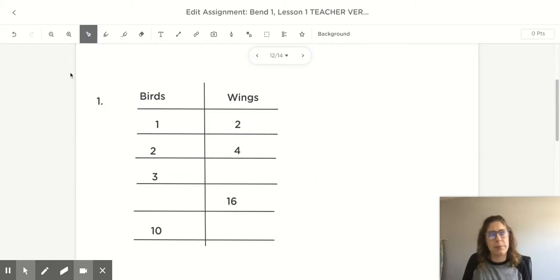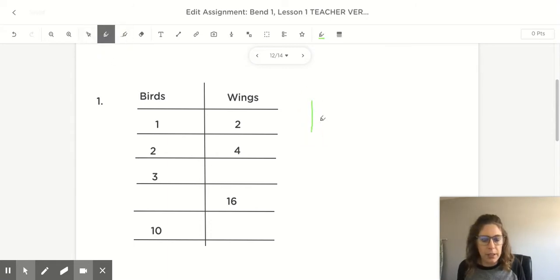So think about a bird. How many wings does it have? It has 2 wings. One bird has 2 wings. One group or one bird with 2 wings. Total wings is 2. When we have 2 birds, there are 4 wings. 2 birds times 2 wings each equals 4 wings. 2 birds with the number of wings, which is always going to be 2, equals 4.